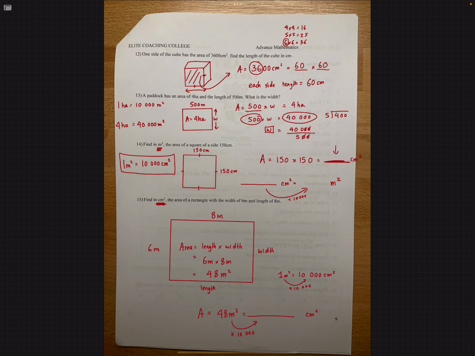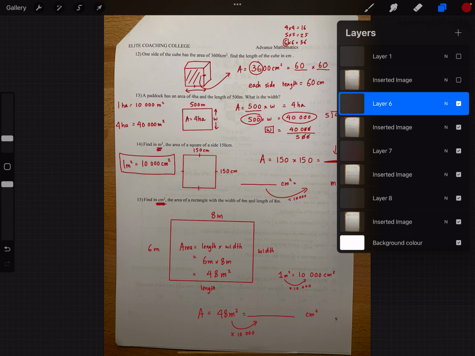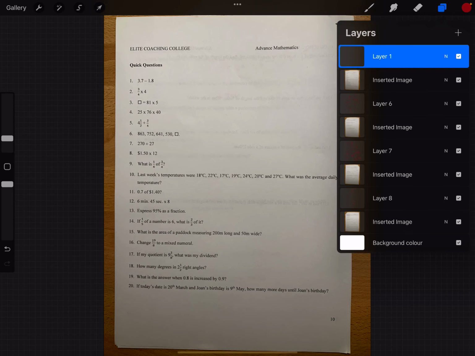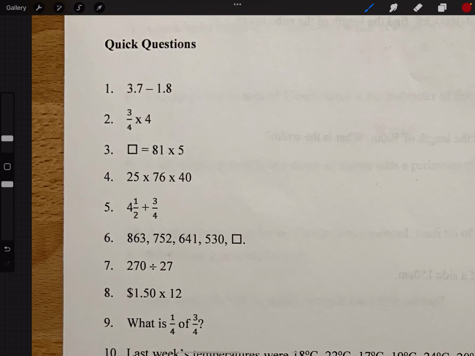Let's go to the next page. Last page. Alright, here we go. Okay, first question is 3.8 minus 1.8. So you want to minus this, so 3.8 minus 3.7. What am I saying?